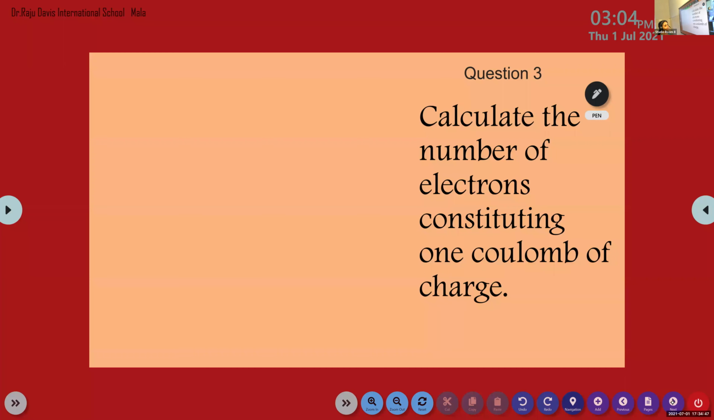What do we want to calculate here? Here we want to calculate the number of electrons. Q is equal to Ne. Very good. Here we are using the equation Q is equal to Ne, where Q is the charge, N is the number of electrons, and E is the charge of an electron.